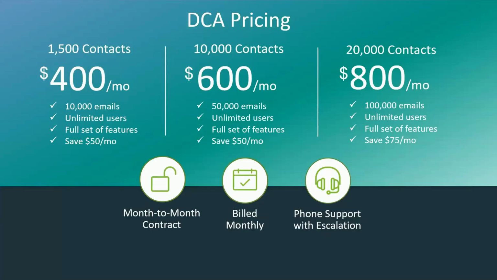So let's talk a little bit about pricing. So we have 3 different levels of contracts, services here, and this is for the software. Okay, so 1,500 contacts, $400 per month. You get to send 10,000 emails, unlimited users, and you get a full set of features.